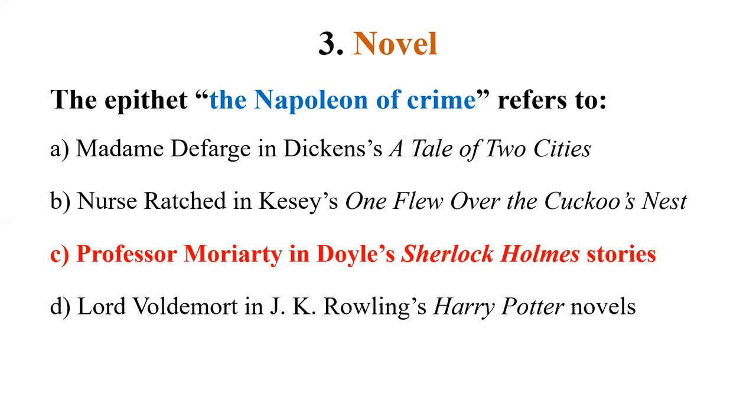So let's check out the answer. C. Professor Moriarty in Doyle's Sherlock Holmes series. Moriarty is called the Napoleon of crime. So no problem. If you're not aware of this, no problem. Why don't you check out Dickens? Why don't you read this historical novel, A Tale of Two Cities? Or why don't you read Ken Kesey's classic, One Flew Over the Cuckoo's Nest, which is considered a classic in American literature? Why don't you start with that? Or Doyle or Rowling? So this can be a starting point for your preparation on novel.